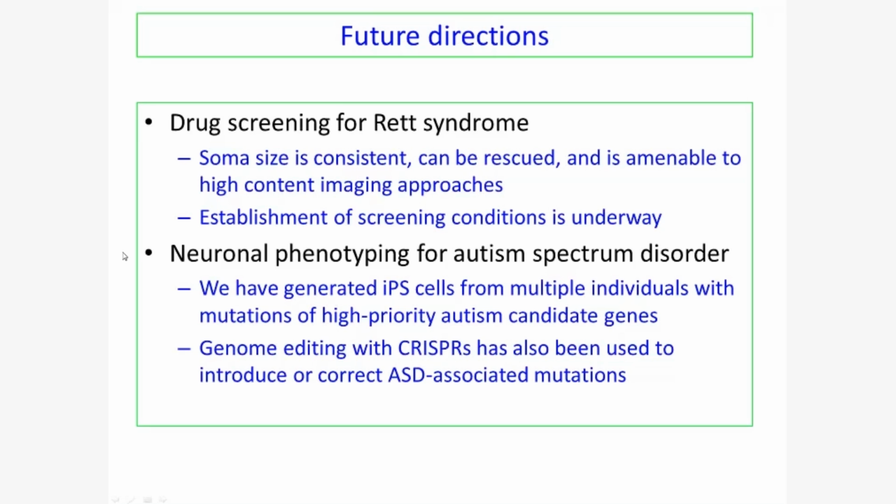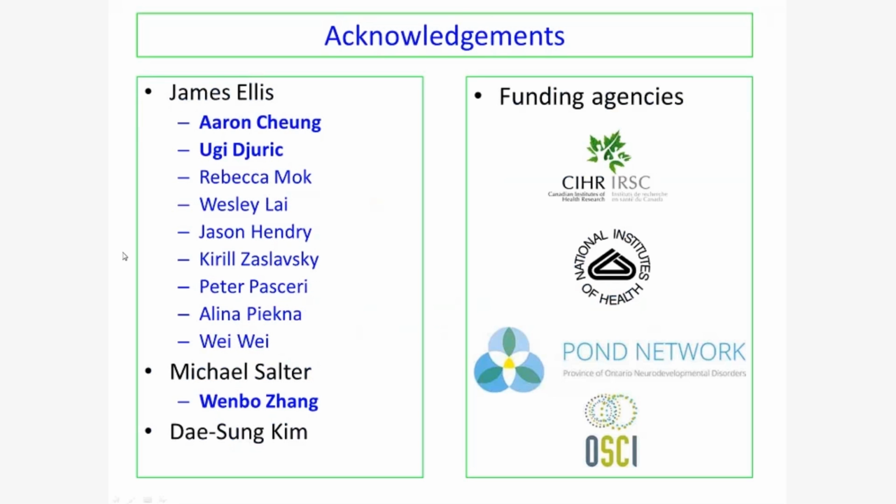And now that we and others have found that neuronal phenotypes have been identified in neurons from individuals with Rett syndrome, we're very interested in expanding this work. And we are currently focusing on performing phenotypic analyses of neurons from individuals with autism spectrum disorder, amongst other disorders. We have generated iPS cells from multiple individuals who have mutations of high-priority autism candidate genes. And in collaboration with Dr. Stephen Scherer's lab at the Hospital for Sick Children, we're also performing genome editing with CRISPRs in order to introduce or correct ASD-associated mutations in our iPS cells.